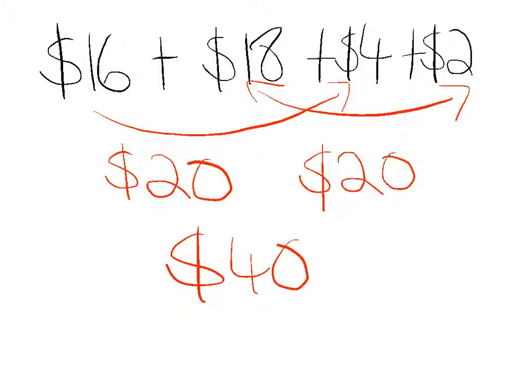So what I'm doing here is looking for pairs of numbers that add to tidy numbers and then adding the two tidy numbers together. The first step is to look for the tidy numbers, or look for compatible numbers. Then when you've found a pair of numbers that's compatible, write it underneath and then add the two lots of compatible numbers to give you your total, $40 in this case. Let's try another example.